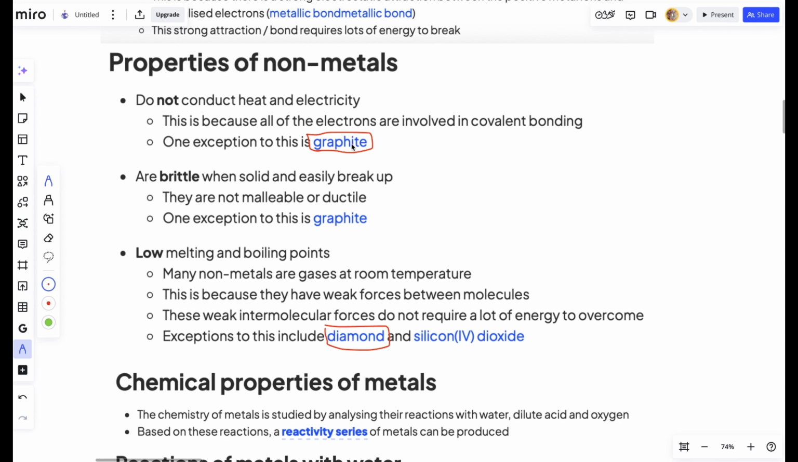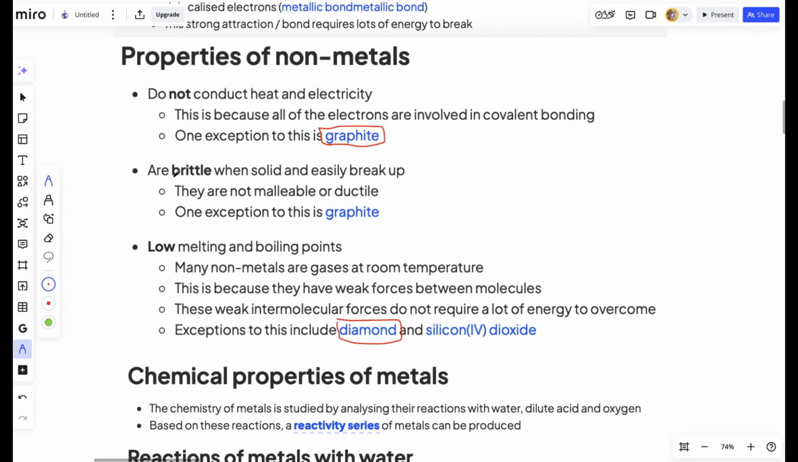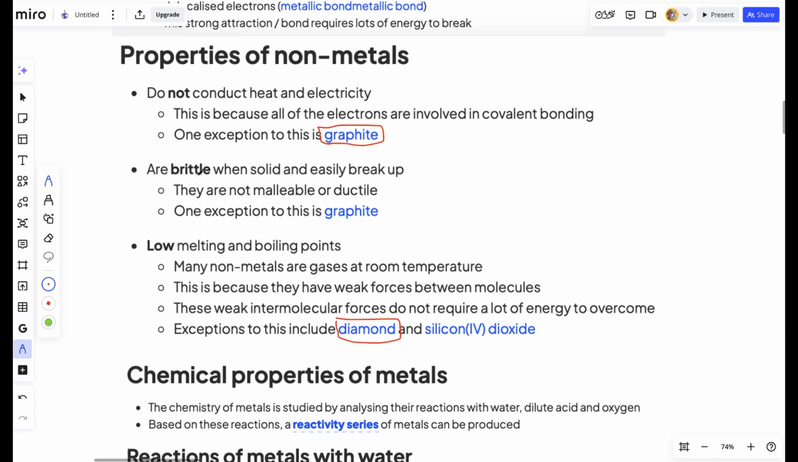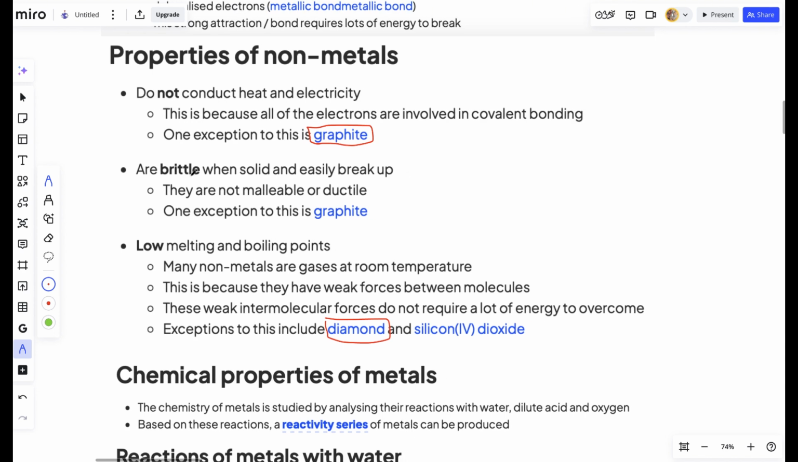Now, non-metals are brittle. Where you say metals are malleable, you say non-metals are brittle. They can easily break, that's the meaning of brittleness. Is that okay? They cannot be drawn into wire, and they cannot be beaten into different shapes. When you hit them, you only break them. That's it. Okay, now we go to another one.